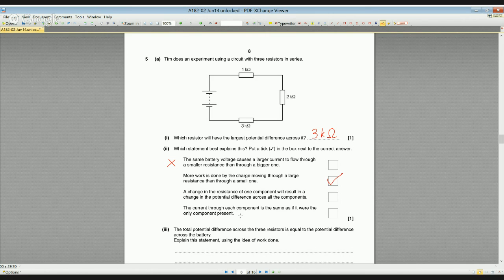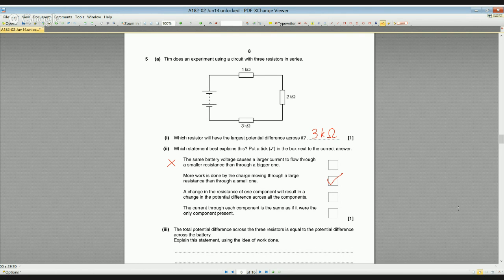And the fourth one here, the current through each component is the same as if it were the only component present, and that's not true here either. The current is the same all the way around the loop, and actually the current here is dictated by the sum of the currents, by adding our 3 currents together. So our correct answer here is the second one that we ticked.